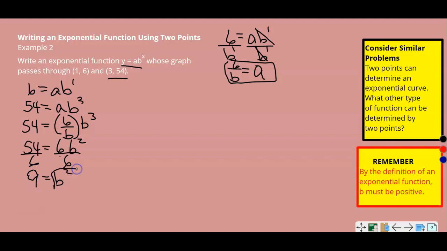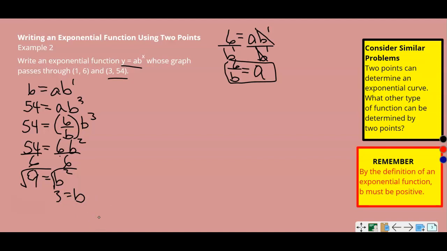And then if I take the square root of both sides, b equals plus or minus 3. So negative 3 is not going to make sense because b has to be positive to be exponential. So that's the little reminder over here. By definition, an exponential function, b must be positive. All right, so we're going to just forget about the negative square root and get b equals 3.